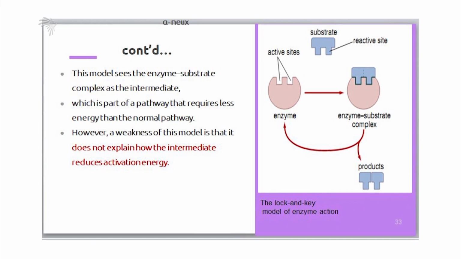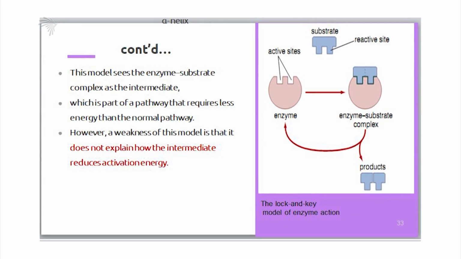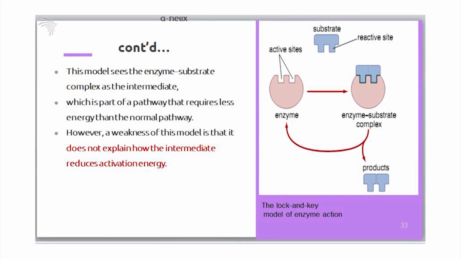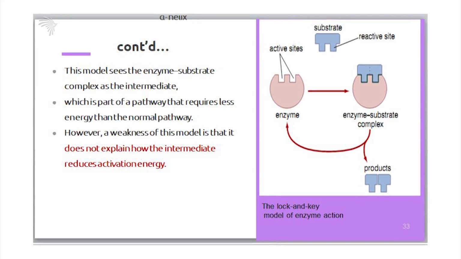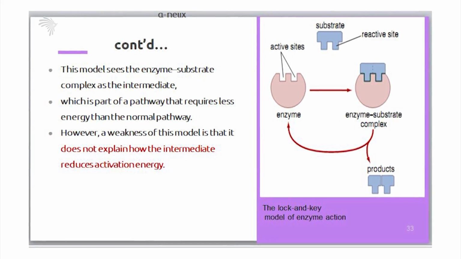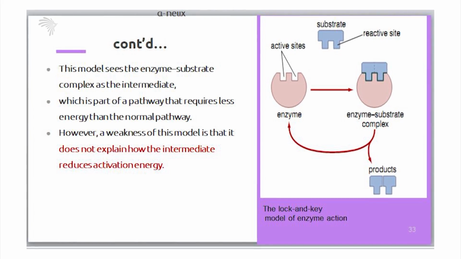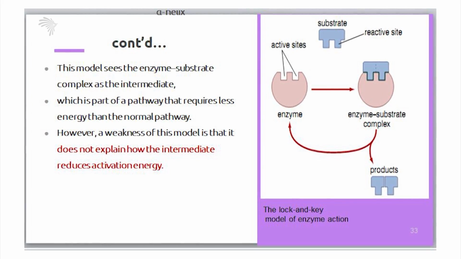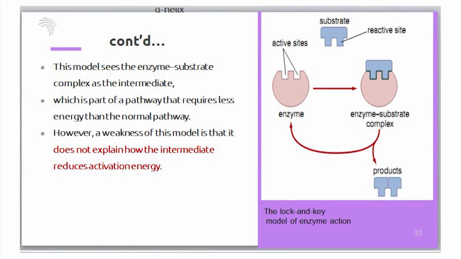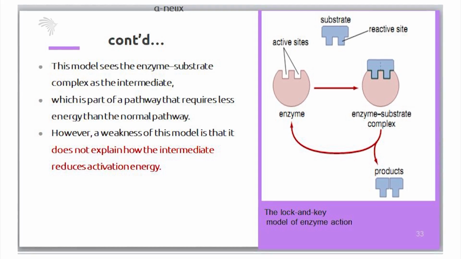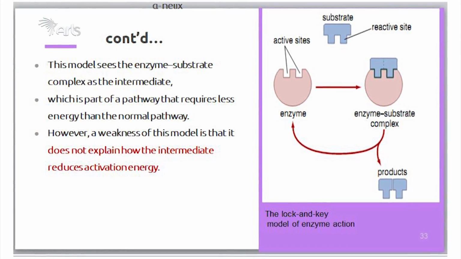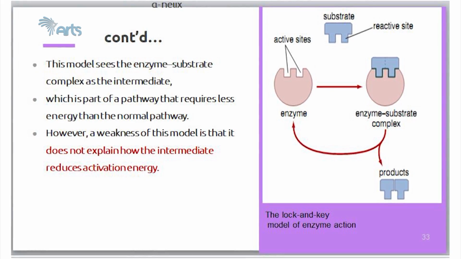This model sees the enzyme-substrate complex as an intermediate, which is part of a pathway that requires less energy than the normal pathway. However, a weakness of this model is that it does not explain how the intermediate reduces the activation energy. So this is the drawback of the lock and key model. On the right side of this slide, you can see how the substrate, the enzyme, and the enzyme-substrate complex, and finally the product, are produced.